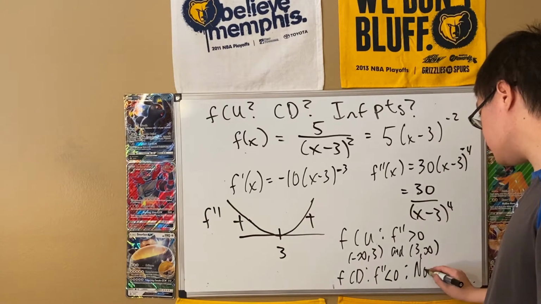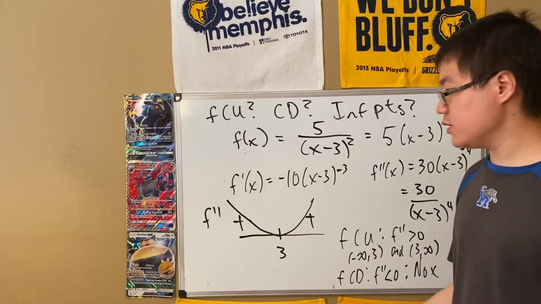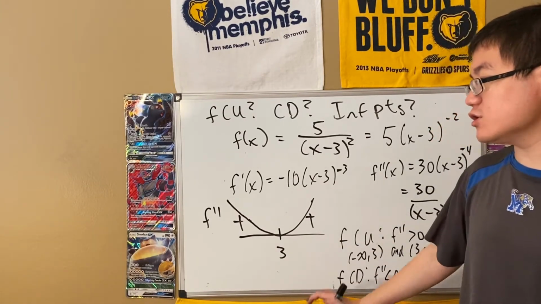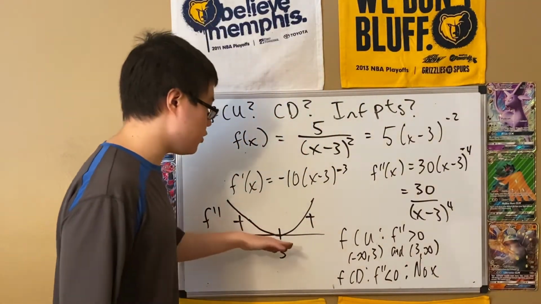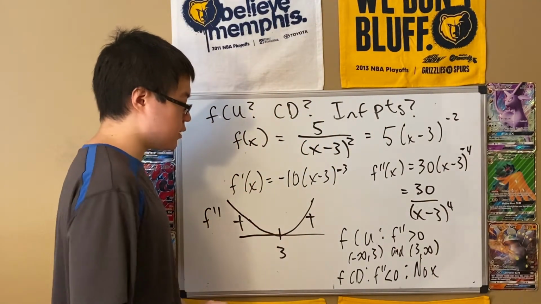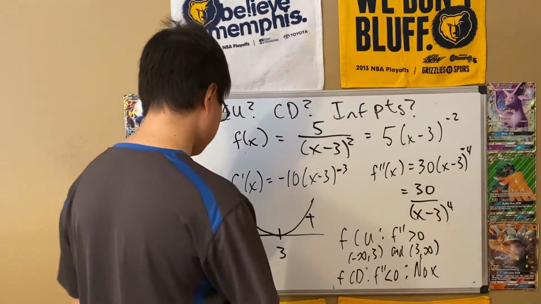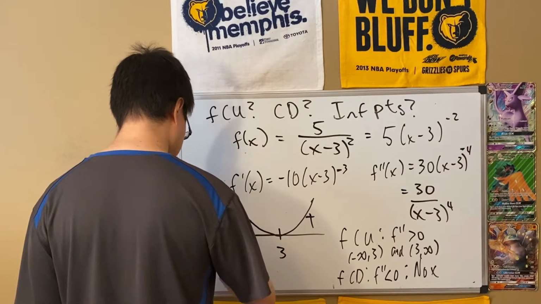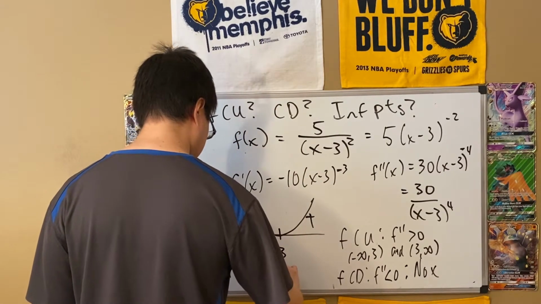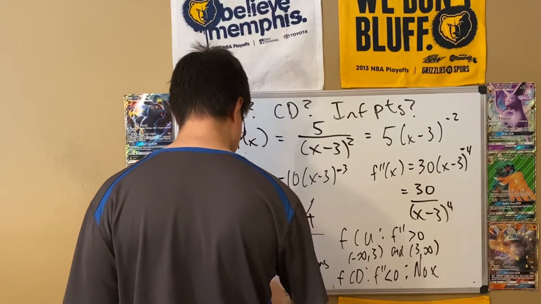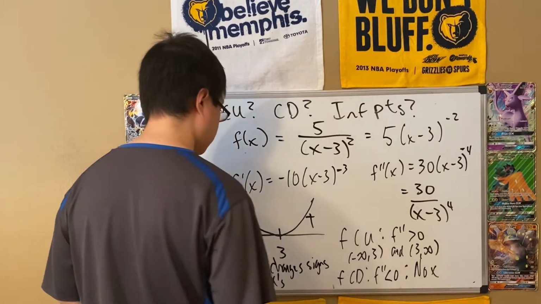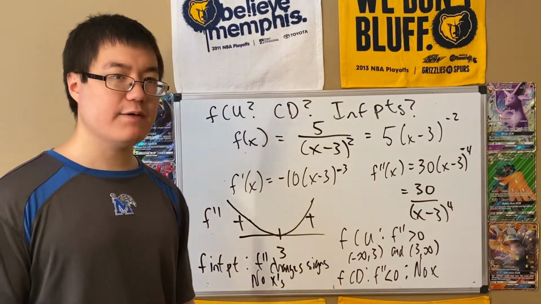So it's no x's. Same thing with the inflection points, because remember, inflection points aren't just the zeros or where f double prime doesn't exist, it actually has to go through. So in this case, because it bounced on the sine chart, there's no inflection points. F double prime changes signs. So there's no x's as well, and we're good to go. So that's our concave up or down video.